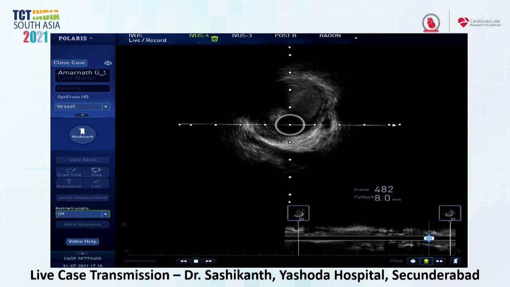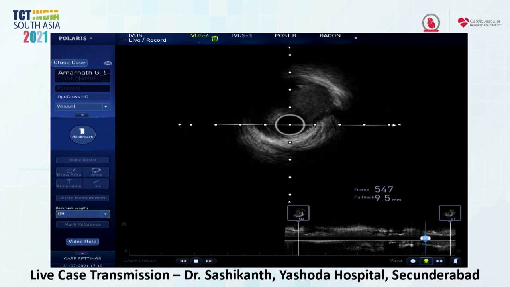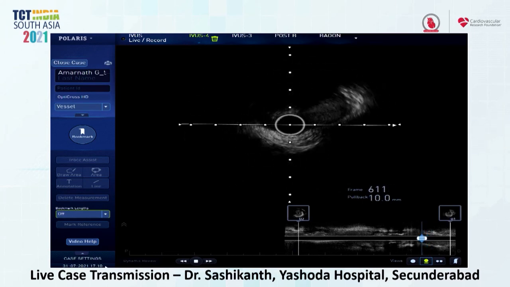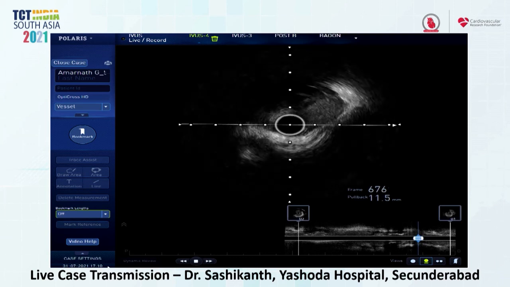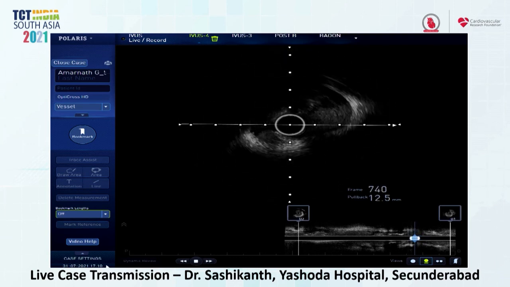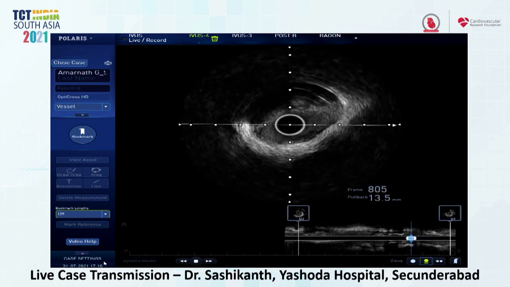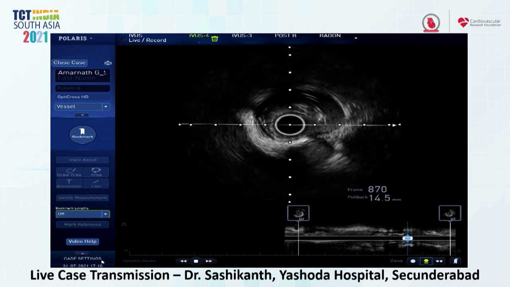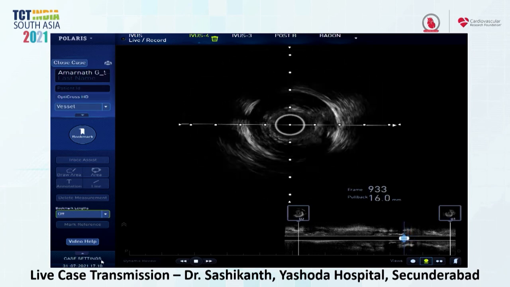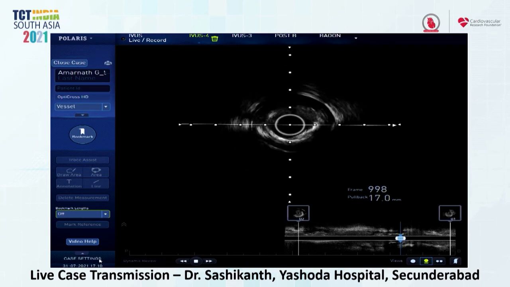Yeah, we can see there's a fairly healthy vessel beyond the lesion, and there's a HD IVUS catheter. We get beautiful images. So the distal vessel size is approximating around 3 millimeters, and as we do the pullback, now we can see that the plaque is mixed fibrofatty plaque with a fair bit of calcium.